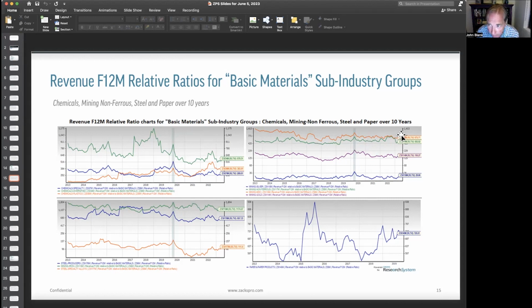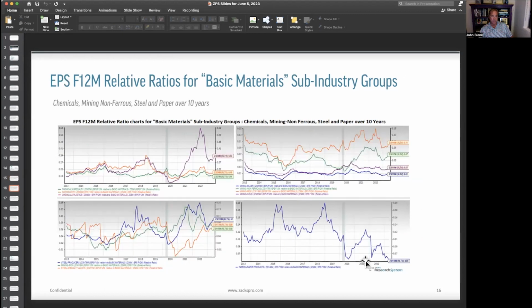Mining non-ferrous, again, at the top, we're going to always see mining non-ferrous kind of pull ahead of the gold and silver producers. Particularly silver is very lower, much lower than gold. Its prices are much lower, of course. And down here, revenue forward 12-month, all I want to point out is it's creeping up for the paper groups. Again, a positive look for that industry.